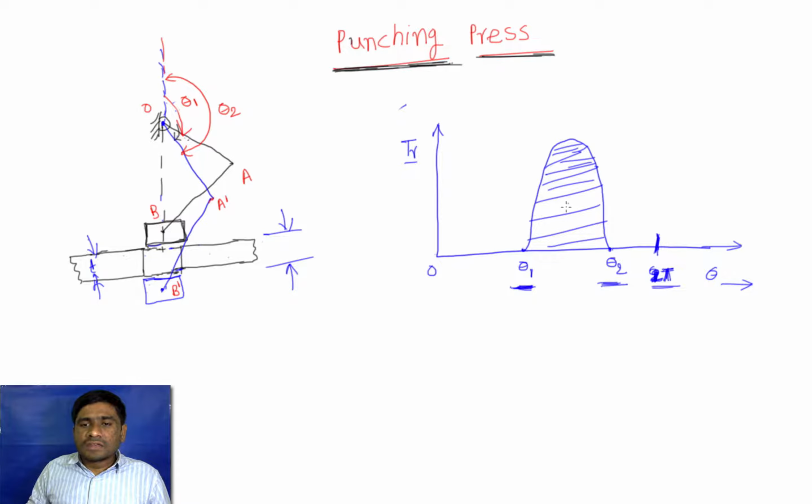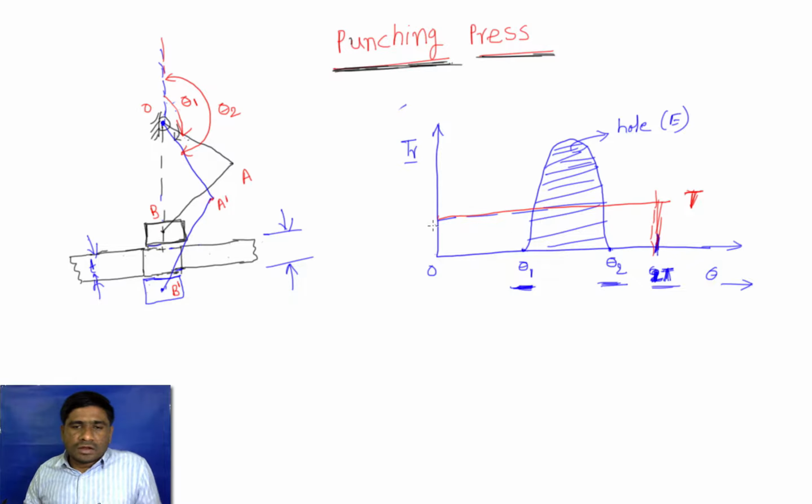This is the energy required to make the hole, but power is supplied continuously by the motor that is connected to the crankshaft. For example, if I take Tm, or simply T, as the mean torque provided by the motor, this is the torque provided by the motor.